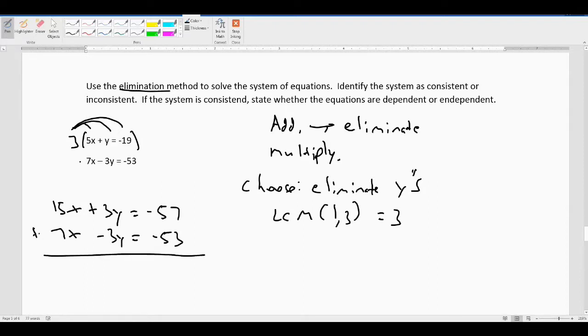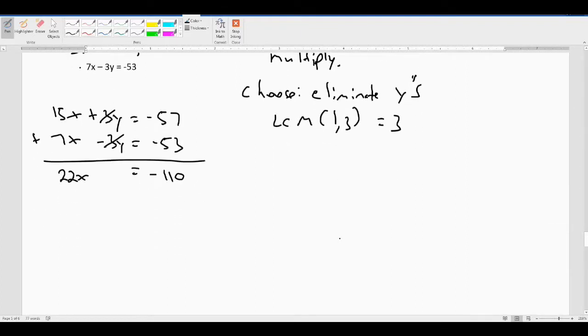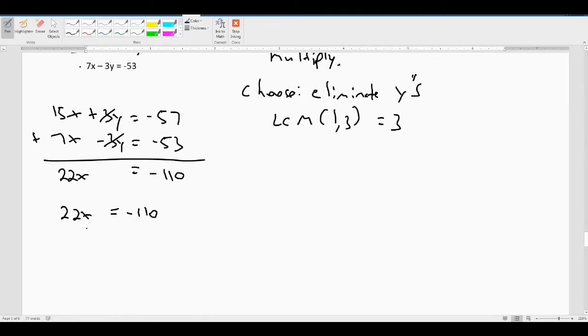And now we're going to add. I'm going to do the y's first. When you add those two, they're gone. They become 0y, which means they're gone. This becomes 22x. This becomes negative 110. So this is the equation we're now solving. And to solve, I just divide both sides by 22. And we get x equals negative 5.